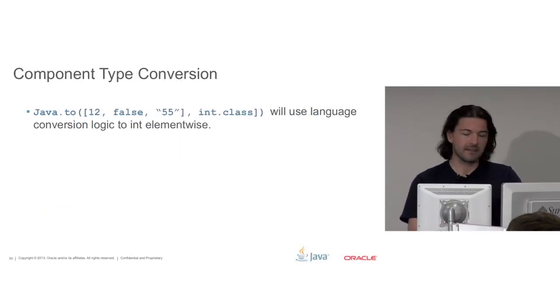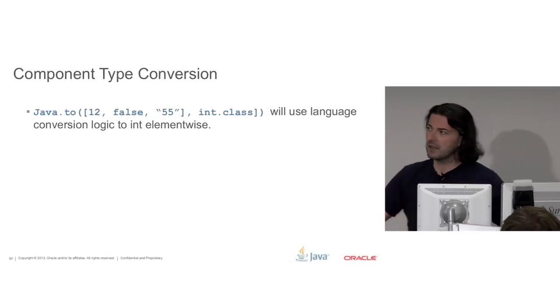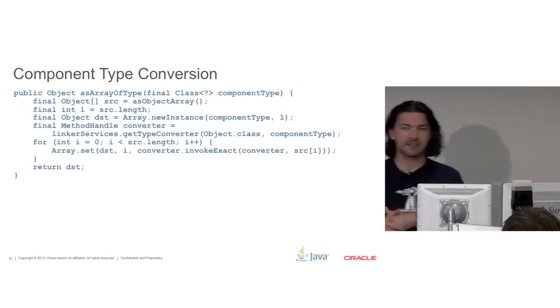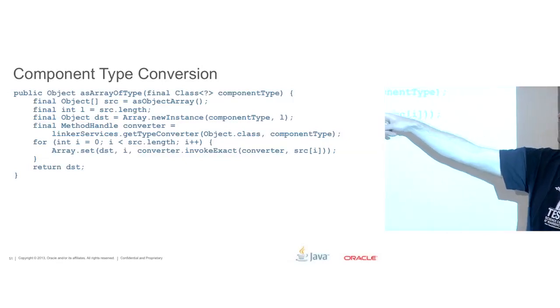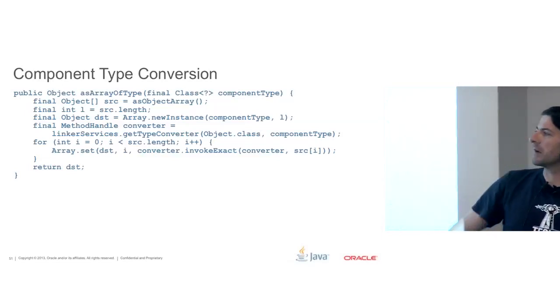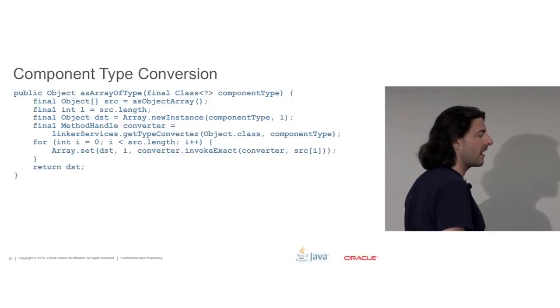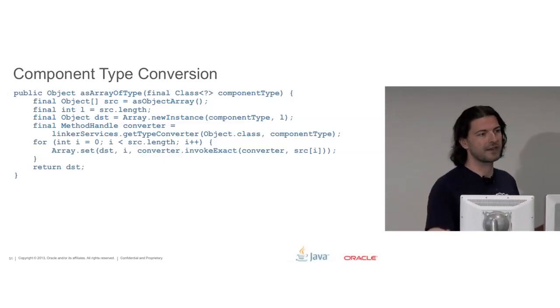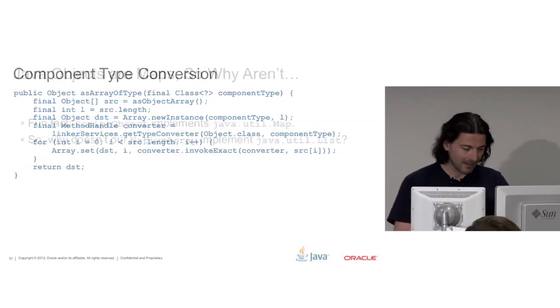Component type conversion: say you have a heterogeneous array of a number, a boolean, a string, and you want to convert to an int class. This will use language conversion logic to convert to int element-wise. Our code for this looks a little bit like this. We have this Dynalink linker services. We can ask for a type converter from your class to the component type, and it just goes in a loop and does an array set and invokes exact on whatever our type converter is. Obviously I could have rewritten this to not use array set, but rather use an array setter element handle and fold the other one into it. This idea came to my mind as I was writing this slide, so maybe I will change it.